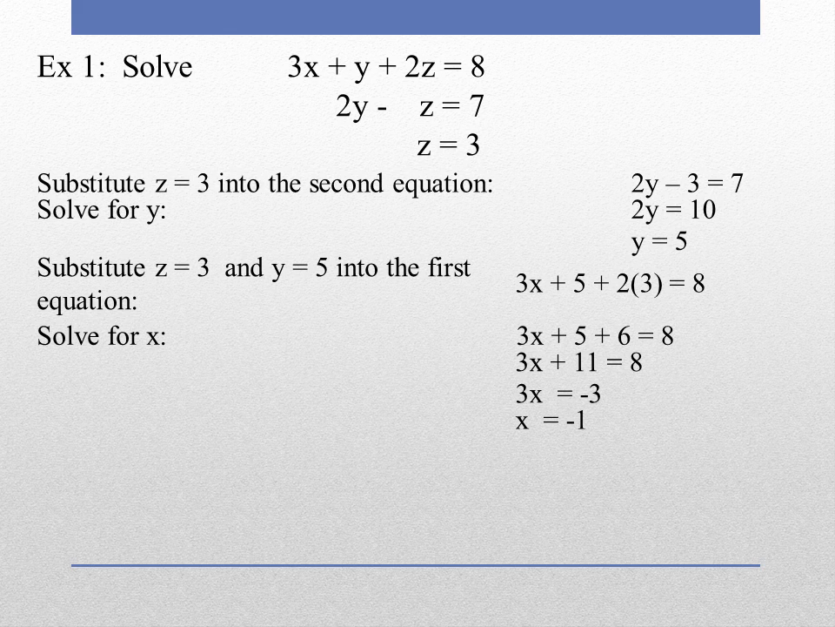So since we have all three and we have a system of equations, our answer is not an ordered pair. We have 3 numbers. It's going to be an ordered triple. And so we would write the answer with the variables alphabetically. So our answer is -1, 5, and 3.